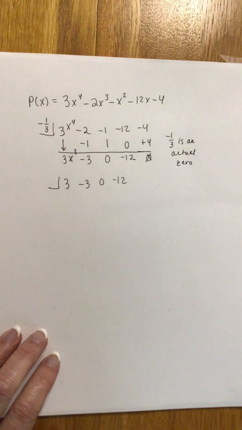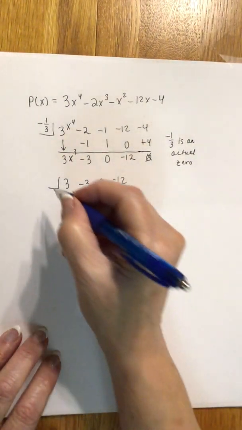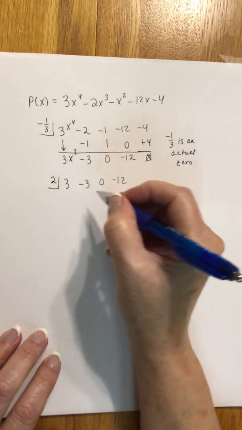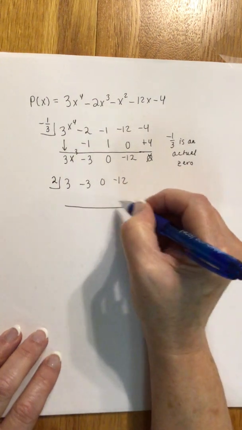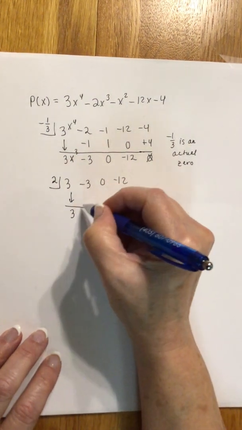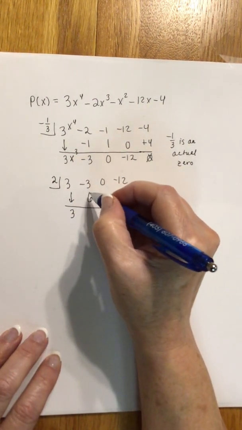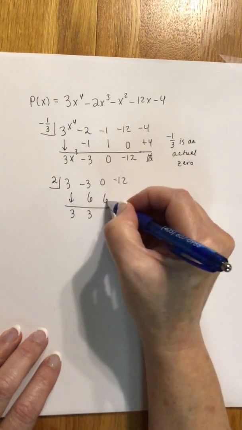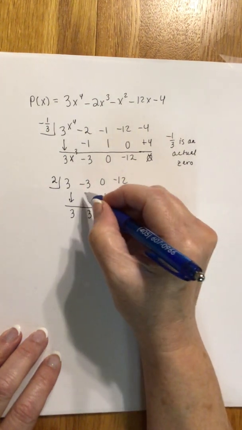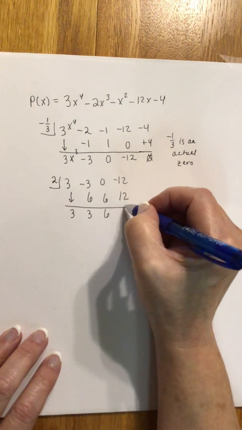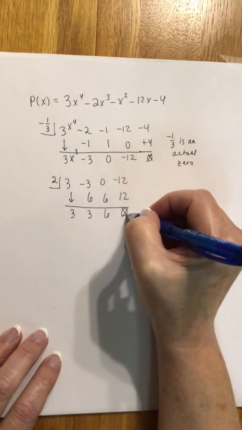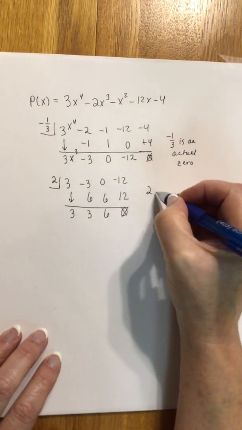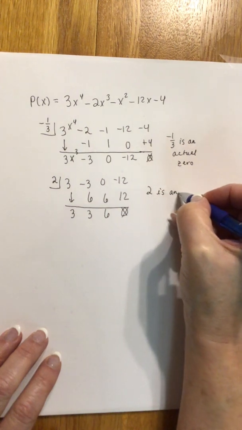So we pick another one, so make life easier. I'm going to go ahead and pick 2. So I draw my line, draw 3, 6, add together and get 3, 6, add together and get 6, 2 and 6 makes 12, add together and get 0. So we know that 2 is also an actual 0.